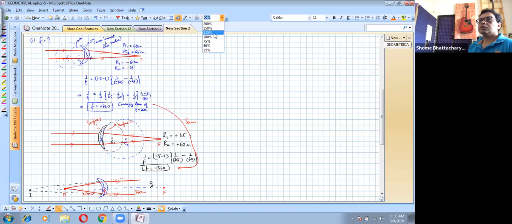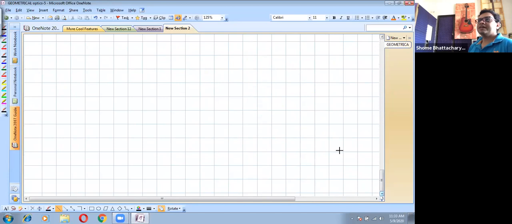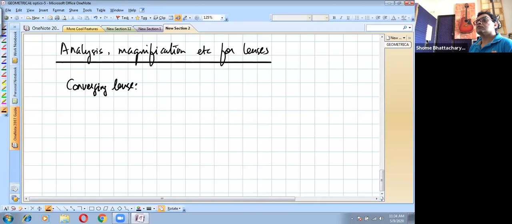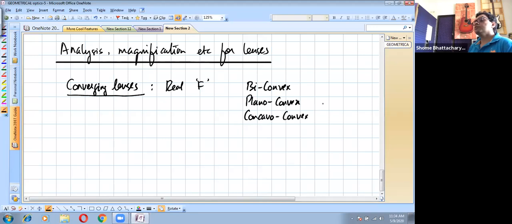Okay, so next up, what we are going to do is the analysis of the convergent and divergent, two types of lenses, in detail. First of all, if you look at converging lenses, real focal point. So, biconvex, plano-convex, and concavo-convex. These all come in this category.